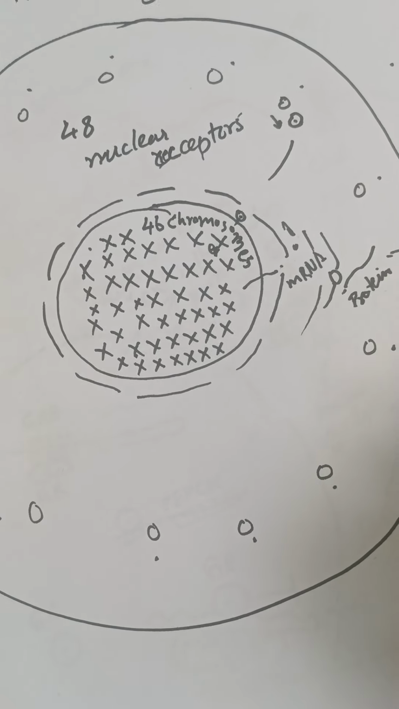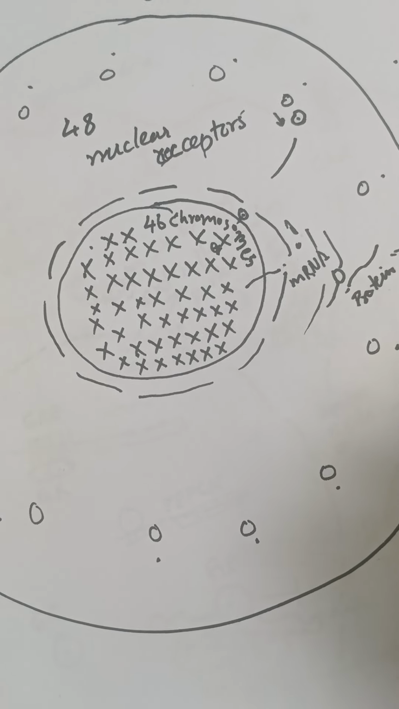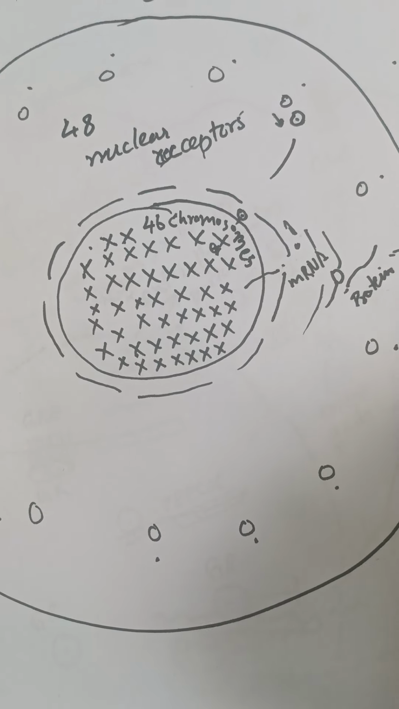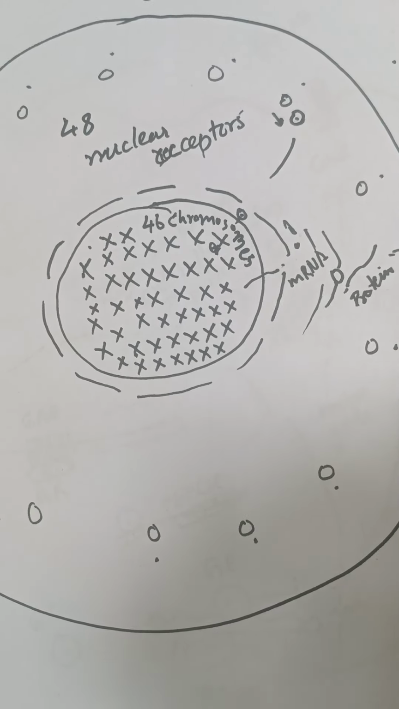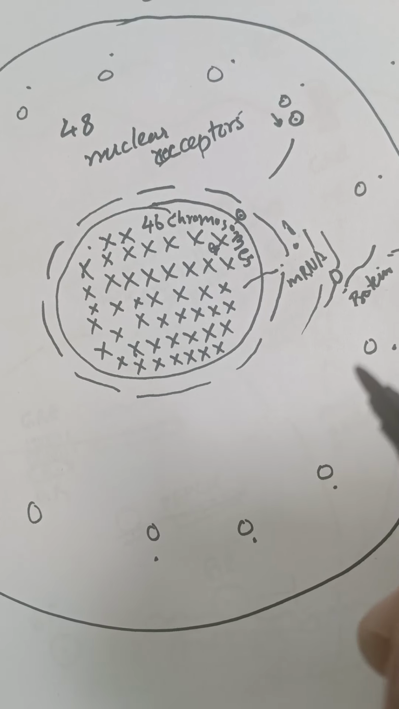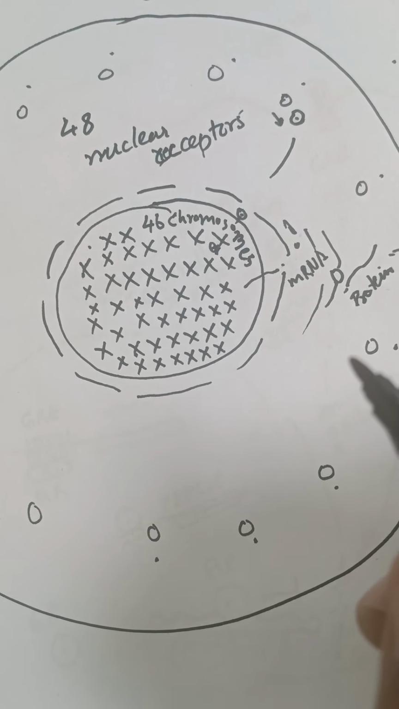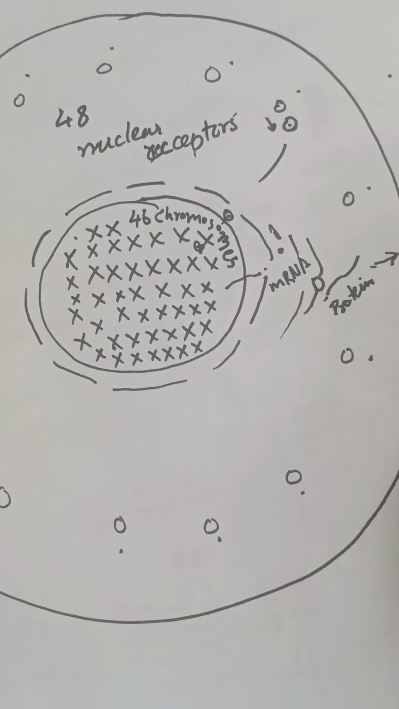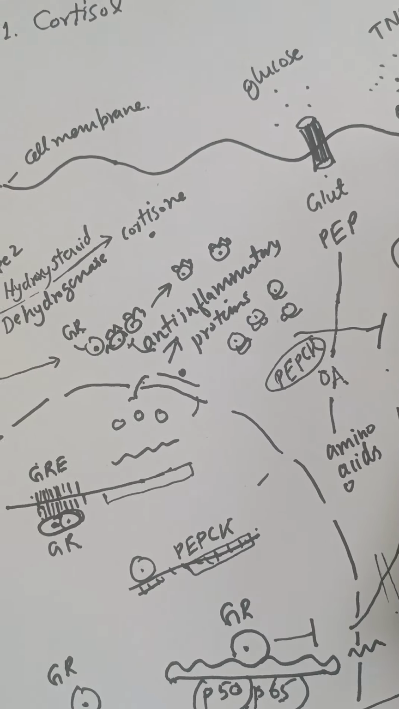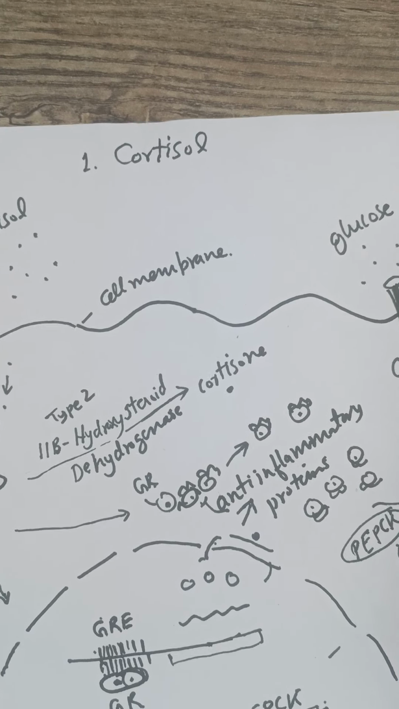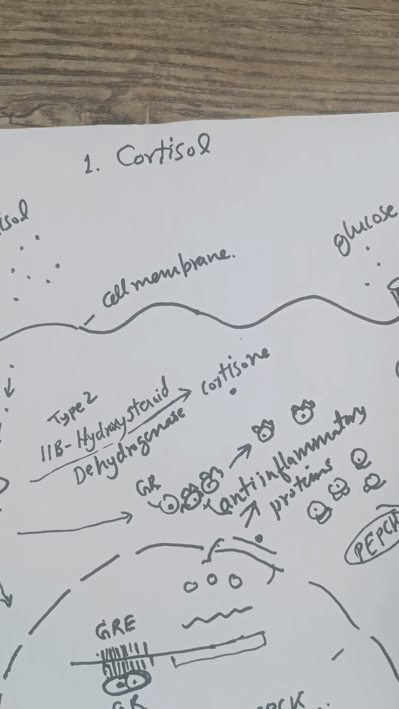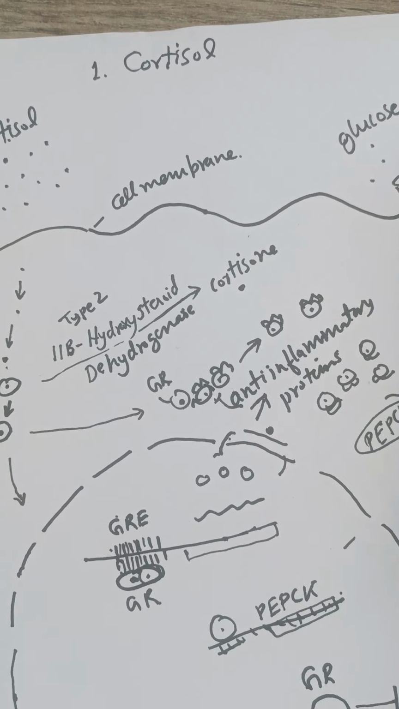In the last video, we talked about the 48 nuclear receptors and how they regulate a specific set of genes, how each and every nuclear receptor is activating a specific gene. Today we will talk about one of those 48 nuclear receptors. That one is cortisol. So the cortisol has a receptor that is called glucocorticoid receptor.